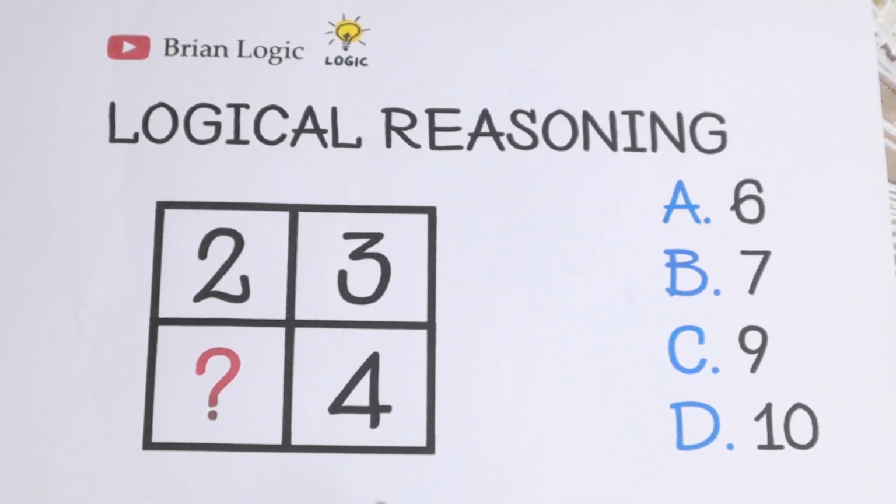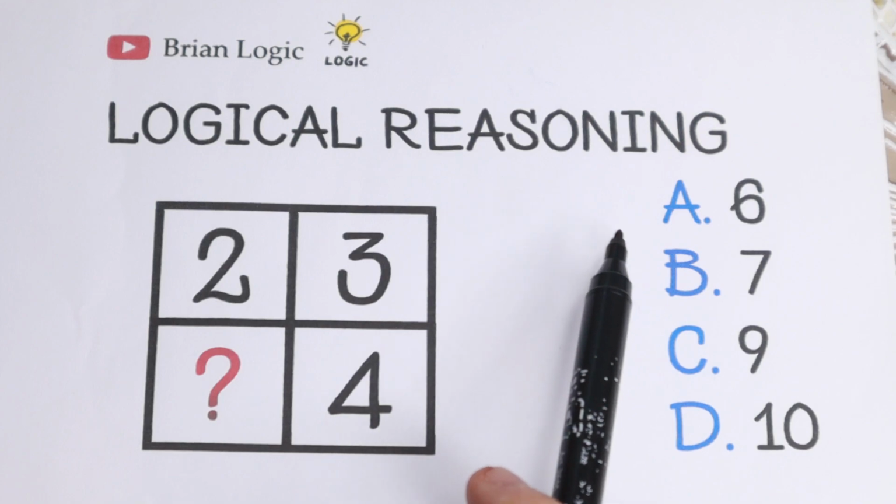We need to solve this interesting logical reasoning problem. We need to find the last number in these boxes, the last number in this fourth box. So we have 2, 3, 4, and on the first side it looks like 5, because this is a natural order. We have 2, 3, 4 and it looks like 5. But on the right hand side we have a lot of options, and we don't have this option 5.